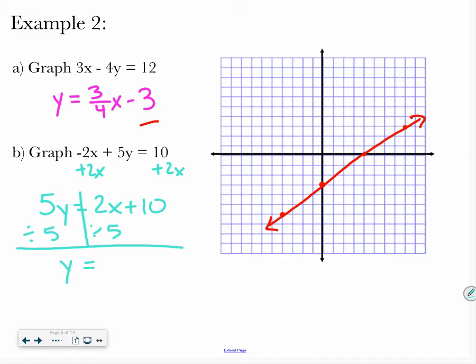So y equals 2/5 x, and then 10 divided by 5. I need to remember to divide everything by 5, is plus 2. So now I look, where's my y-intercept? It's at 2, and then my slope is up 2 over 5. 1, 2, 3, 4, 5. So I just have to connect my dots, and there is my graph.